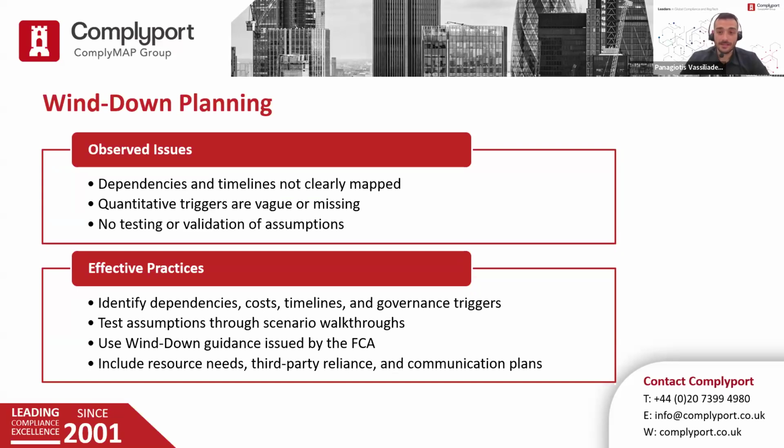Now, let's move to the wind down plan, and this is where theory meets reality. We have seen plans built entirely from financials with no consideration for operations. So you need to start from the ground up. Build a plan from operations, assess your overall processes and procedures, not only the financial position of your firm. Identify the dependencies, systems, people, third-party providers, and map out the steps needed to wind down each one. You need to test your assumptions, run scenario walkthroughs. If you say you can exit in 3 months, is it feasible?